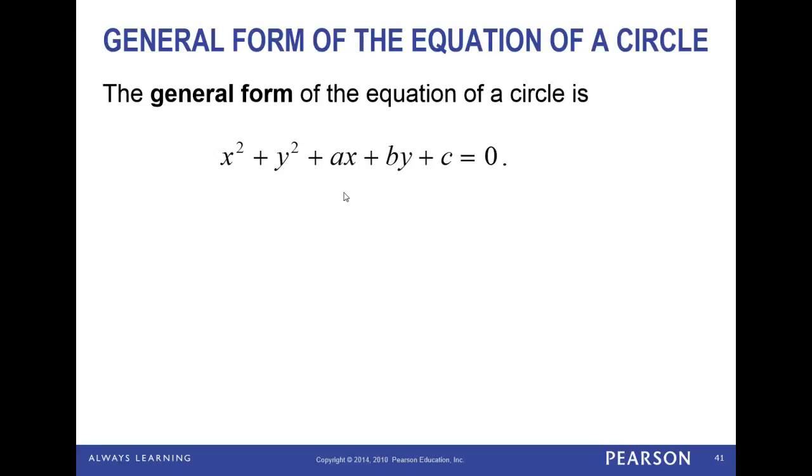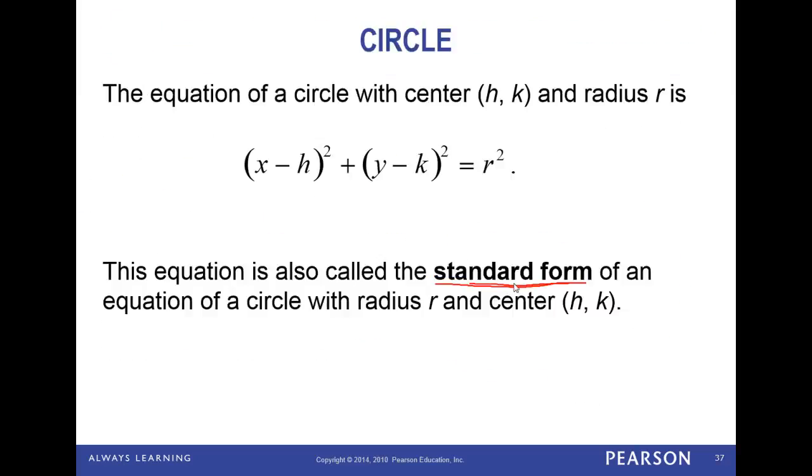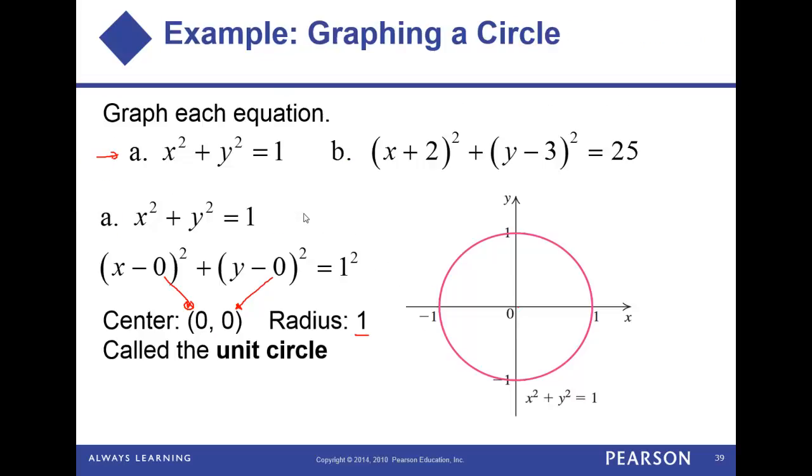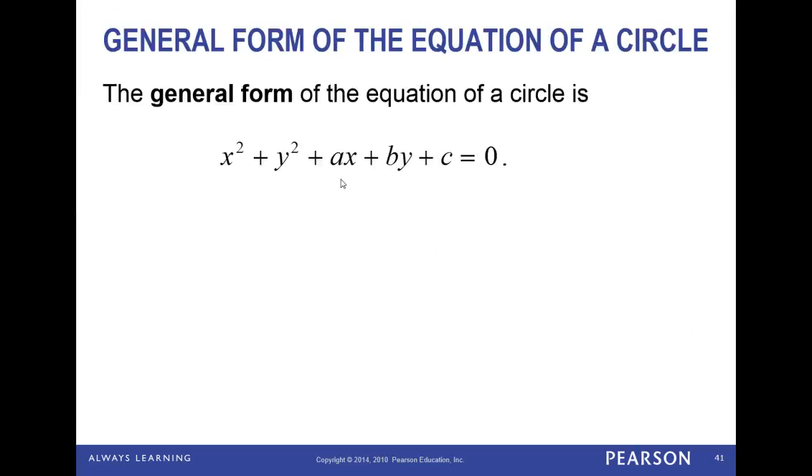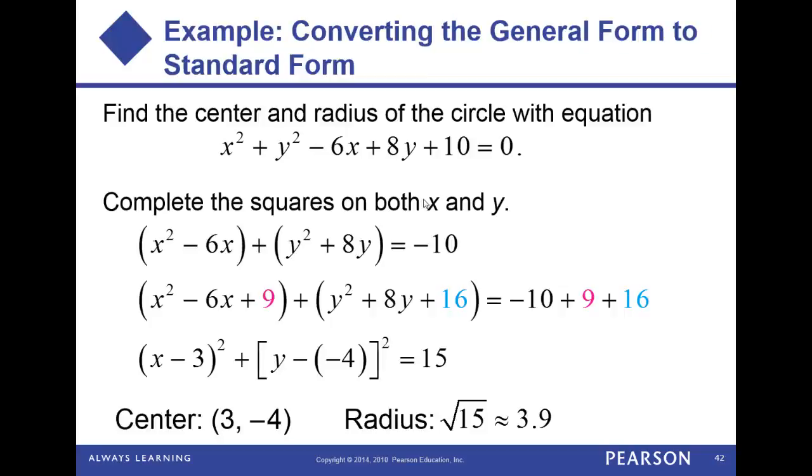Because if you're in this form right here, you actually don't know how to graph it. So from this general form, we have to go back to the standard form before we graph it. Because when I'm looking at this here, I can't tell, hey, what's the radius? Hey, what's the center? There's no way of telling. So let's do one example here, which is the last example in the textbook. So I start off with something like this.